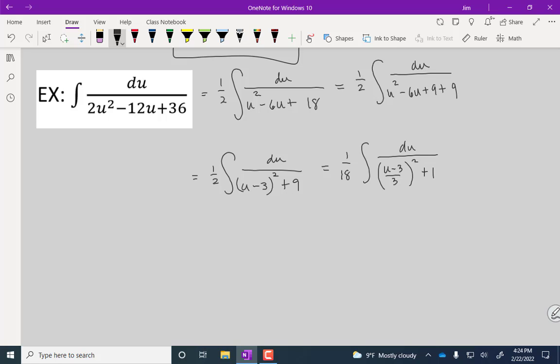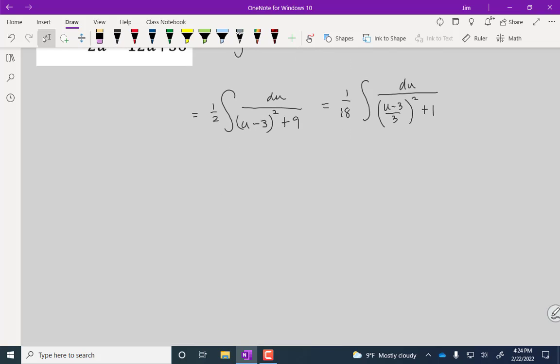And now we've got our arctan. We've got the most refined arctan form possible. We've got the sum of squares with a 1. So that's going to be arctangent of that parenthetical quantity. And what's the derivative of the inside there? 1/3. So dividing by 1/3 means multiply by 3. And that's our answer.